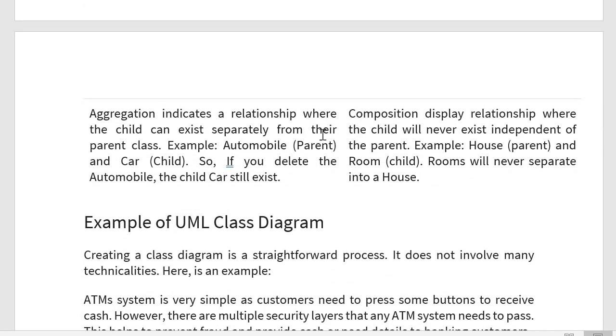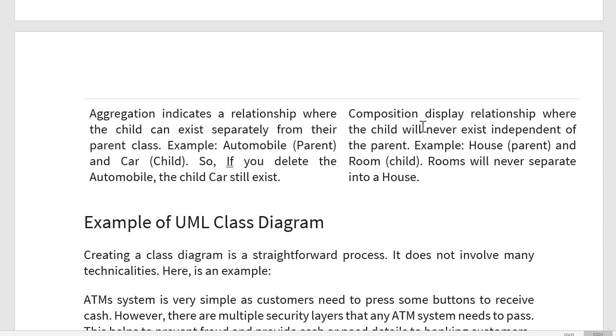Aggregation indicates a relationship where the child can exist separately from the parent class. For example, automobile is a parent and car is the child. If you delete the automobile, the child car still exists. So these two classes experience an aggregation relationship.